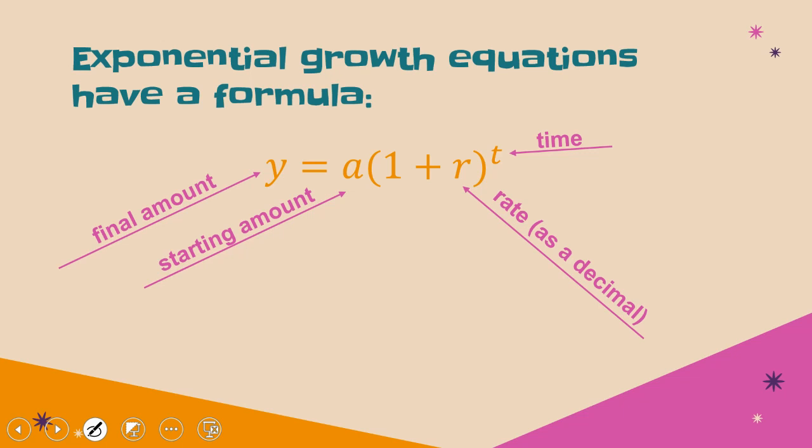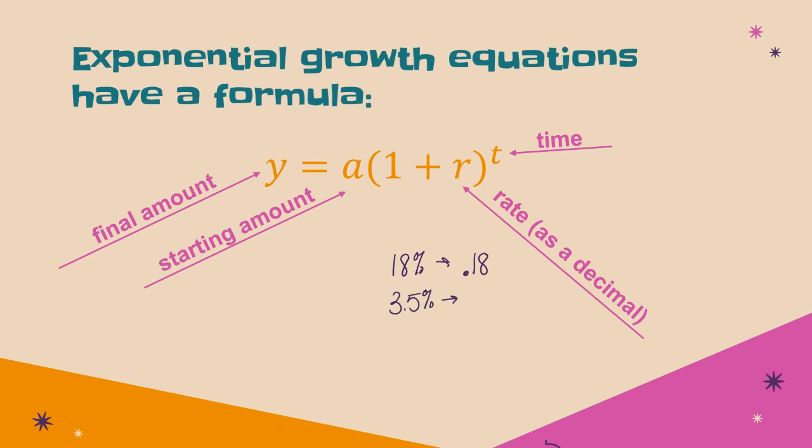r is your rate, and your rate always has to be put into the equation as a decimal. So rate is often given to us as a percent. Say we might be told it grows 18% each year. When putting that into the equation, however, we have to do 0.18. We have to change this to a decimal, which is not terribly tricky until you get something like 3.5%.